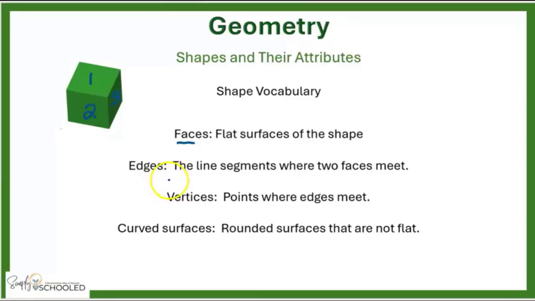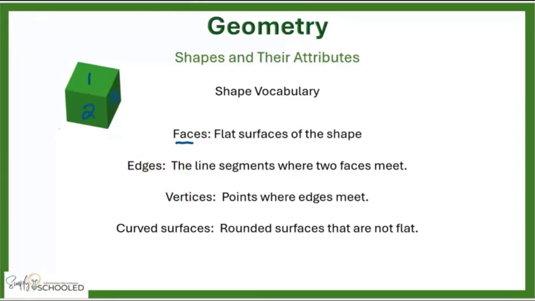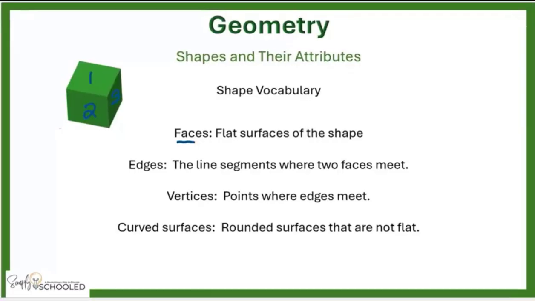Next is edges. These are the line segments where the faces meet. So the line segments are like the lines in between. So for example, there's a line segment. There's another one. These are where all the faces come together. Those are called edges.